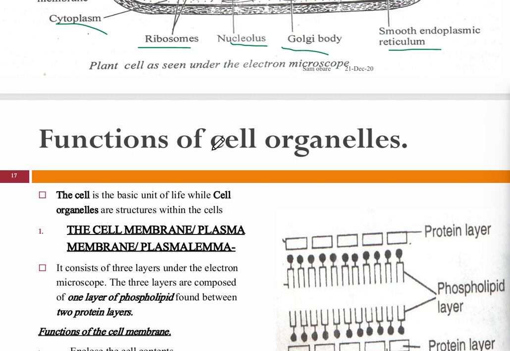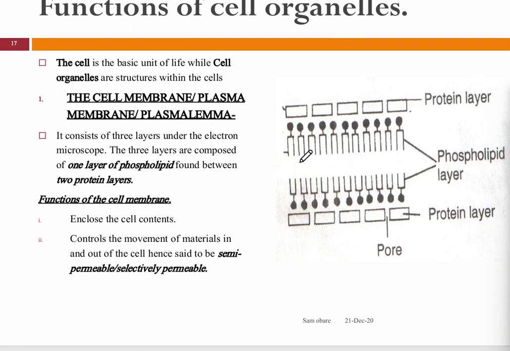Function of the cell organelles. These are the cell organelles that we studied, and we have to look at them. Number one is the cell membrane. The other name of the cell membrane is plasma membrane or plasmalemma. Sometimes it might be drawn in an exam. It looks like this. It has two protein layers, the upper protein layer and the lower, with a phospholipid layer.